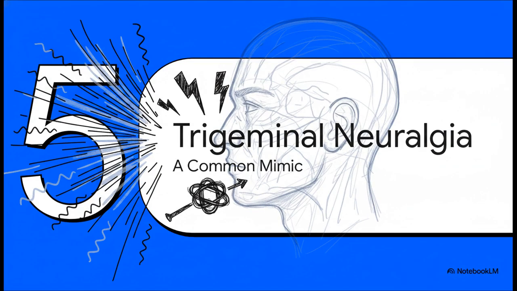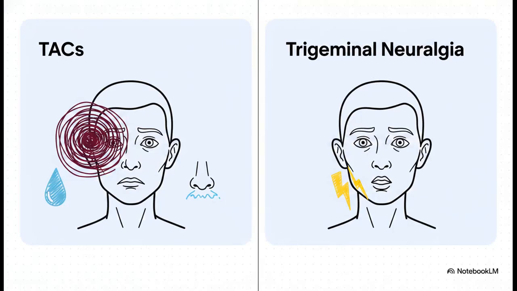Okay, this next point is absolutely critical. We have to be able to tell the attacks apart from their most common mimic, which is trigeminal neuralgia. And let me be clear, trigeminal neuralgia is not a TAC. So how do you tell them apart? It all comes down to the character and duration of the pain. Trigeminal neuralgia gives you these sudden bursts of electric shock-like pain. They only last for seconds, and they don't come with all those autonomic symptoms, the tearing, the congestion, that are the absolute hallmark of the TACs.